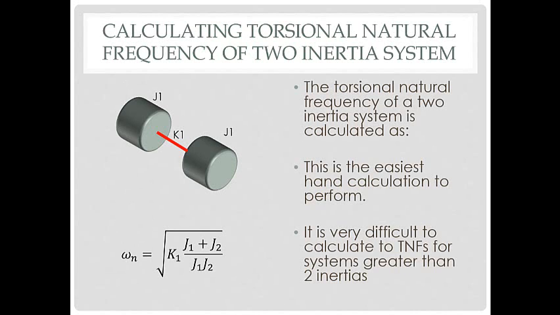Now let's jump into our next example using dierobes. We will calculate a natural frequency of a two inertia system. The two inertia systems are easy natural frequencies to calculate because the equation is rather simple, shown right here. If we have a system with more than two inertias and two springs, then it's a pretty difficult system to calculate its torsional natural frequencies for. So let's get started on this.